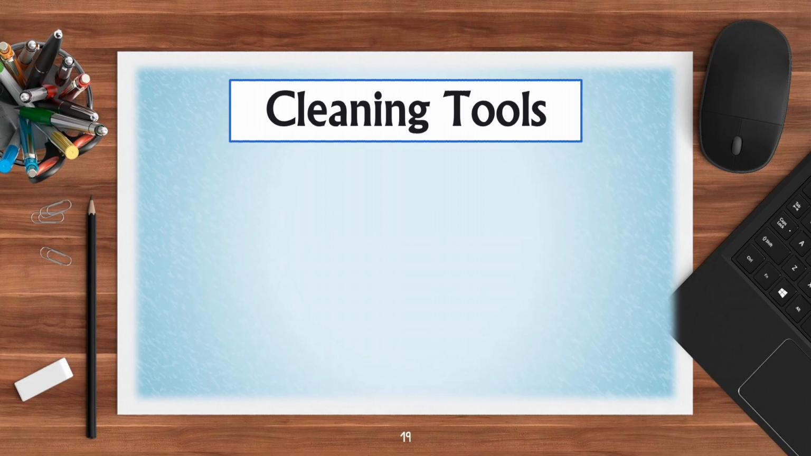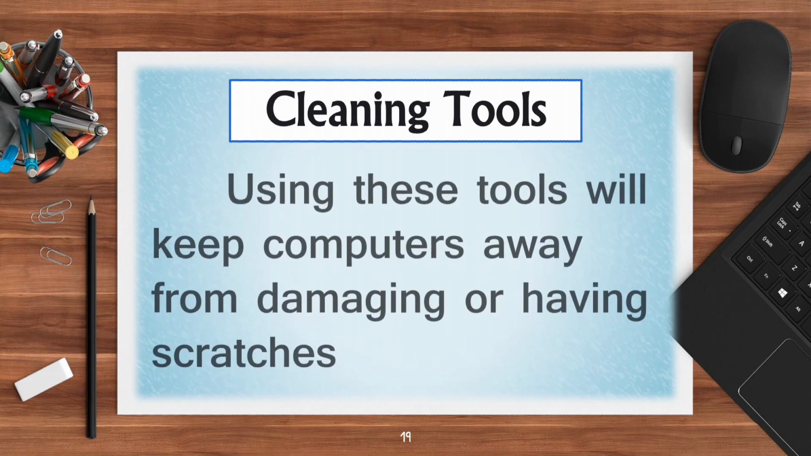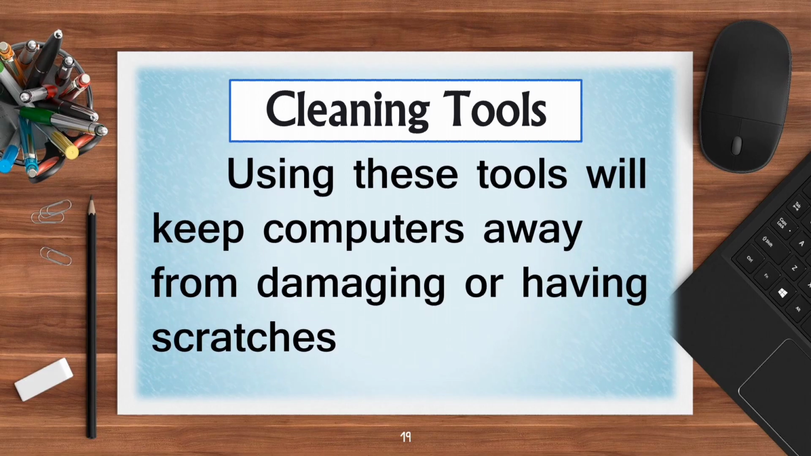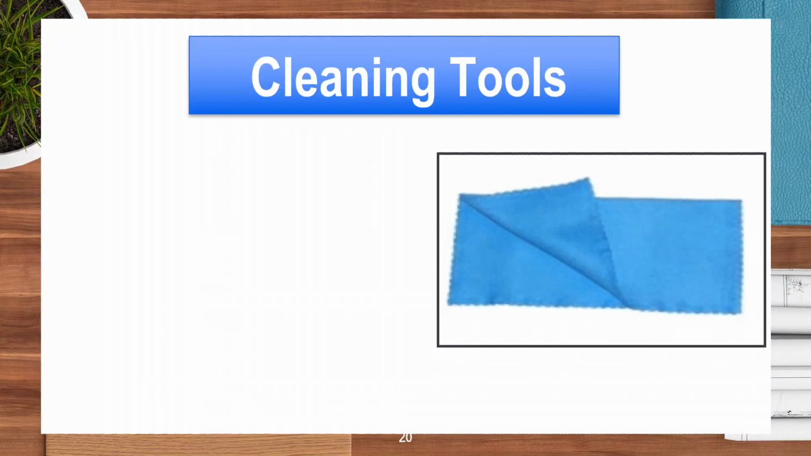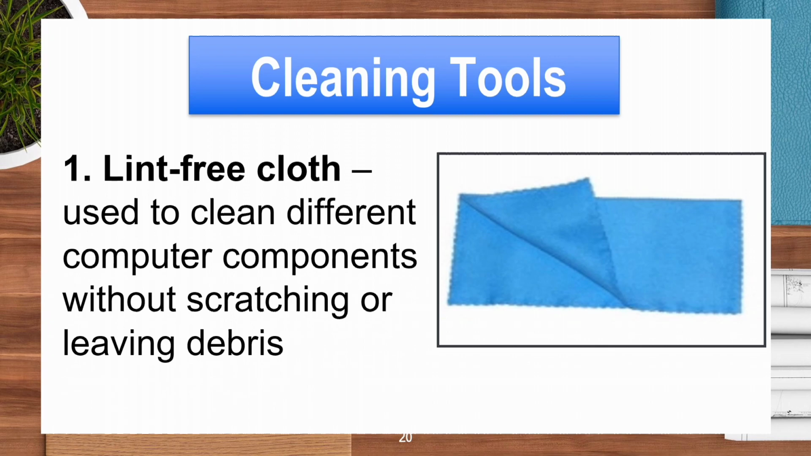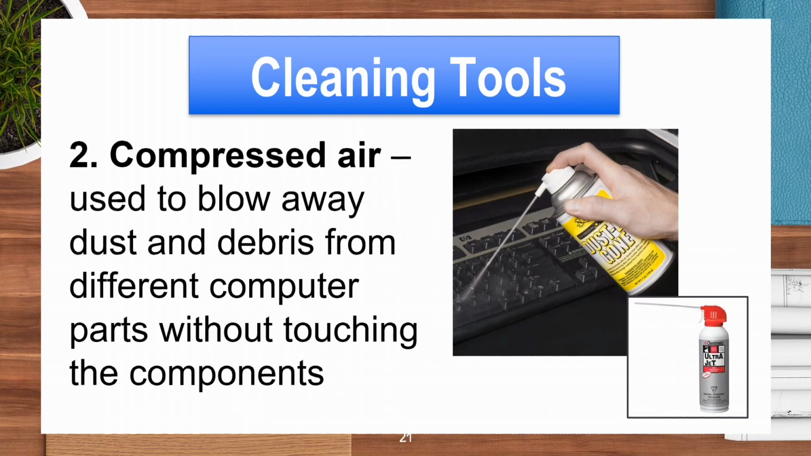The third category is cleaning tools. Using these tools will keep computers away from damaging or having scratches. Example of cleaning tools. 1. Lint-free cloth, used to clean different computer components without scratching or leaving debris. 2. Compressed air, used to blow away dust and debris from different computer parts without touching the components.